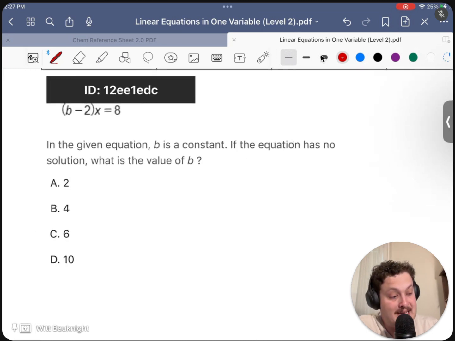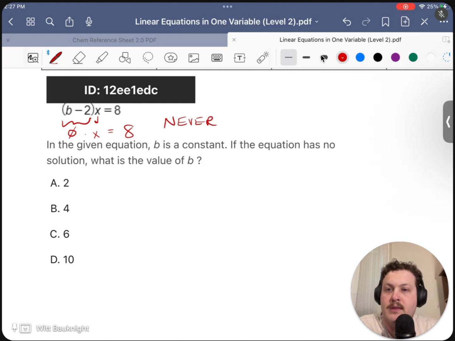In the given equation, B is a constant. If the equation has no solutions, what's the value of B? All right. It's the one number that we can plug in that will screw up everything every single time. What would make our life easy to shoot up a red flag is if this was a 0. Because 0 times x, no matter what x is, it's a variable, it will never equal 8.